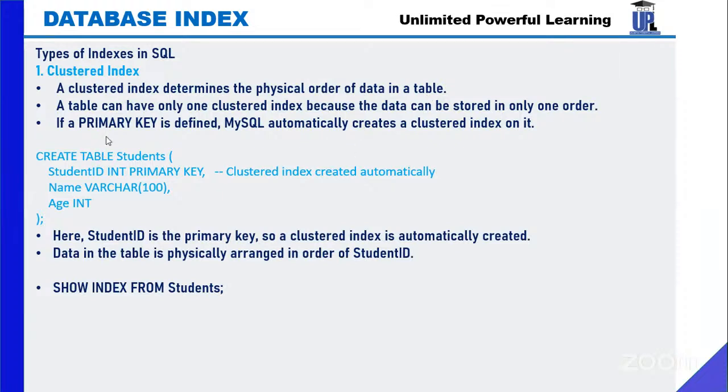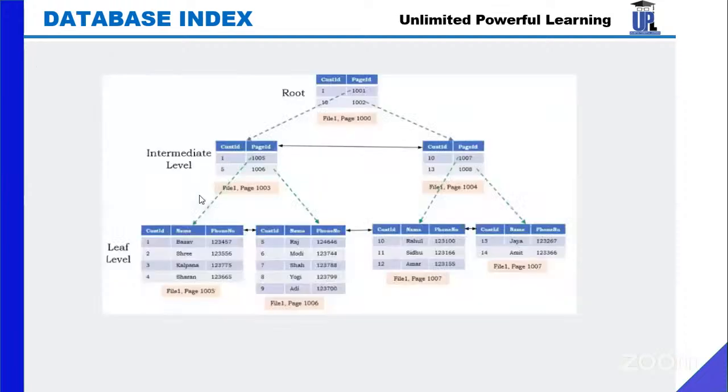That's why whenever you create a primary key, MySQL automatically creates a clustered index on it. Because of that, when you execute queries using the primary key, it will obviously take less time. That is the objective of the clustered index. Let us see how to create it later. At this moment, just remember that it is one type of index.